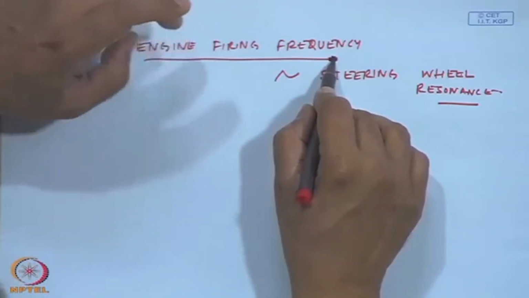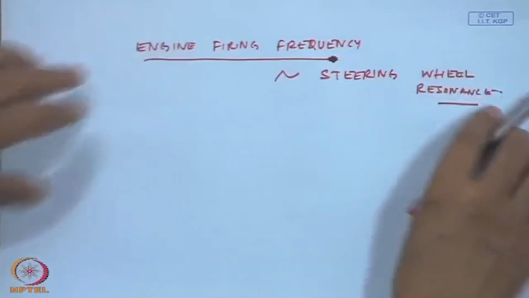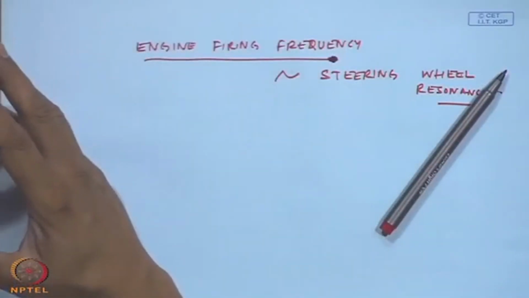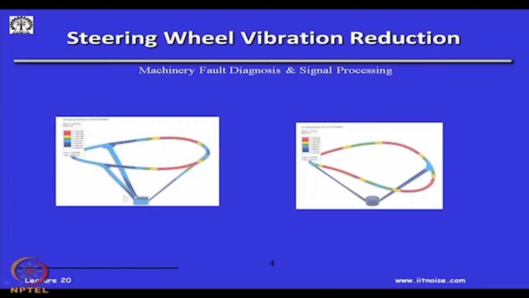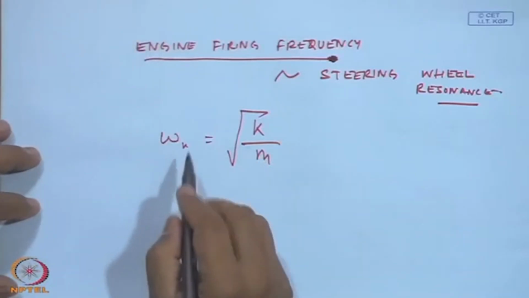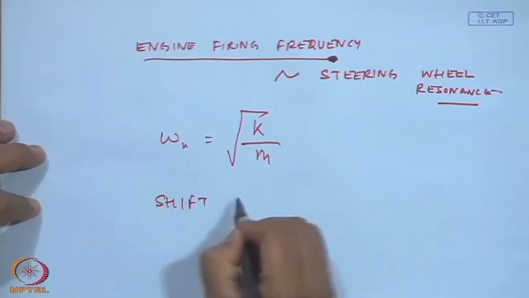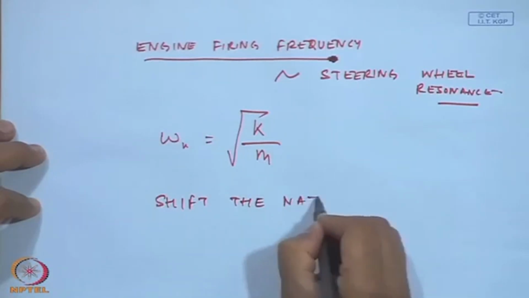Okay. So, if the engine firing frequency cannot be changed, all I can do is change the steering wheel's resonant frequency, and that is how it was done using the finite element methods. We can design the attachment locations. Okay, we can change it. You can see this is a 3-spoke steering wheel as opposed to a 2-spoke steering wheel. So, just by changing the design of the steering wheel, we will change the natural frequency and shift the natural frequency away from the forcing frequency.